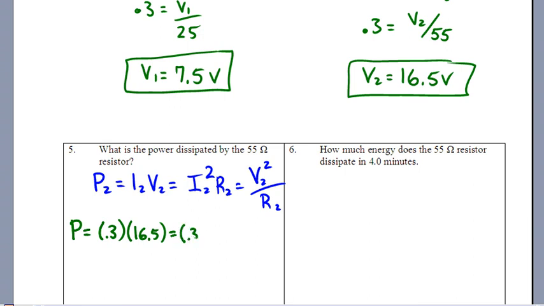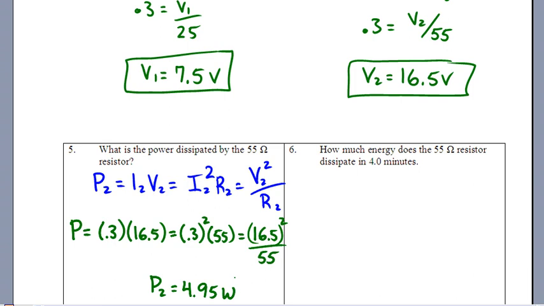You could go 0.3 squared multiplied by 55. Or if you wanted to do the voltage, don't put in 24. You want to put in the voltage on just this one. You want to go 16.5 squared on top of the 55. Any one of those three is going to give you the right answer. Power on number 2 is 4.95 watts. So make sure you're grabbing numbers specific to the resistor that you're being asked about.